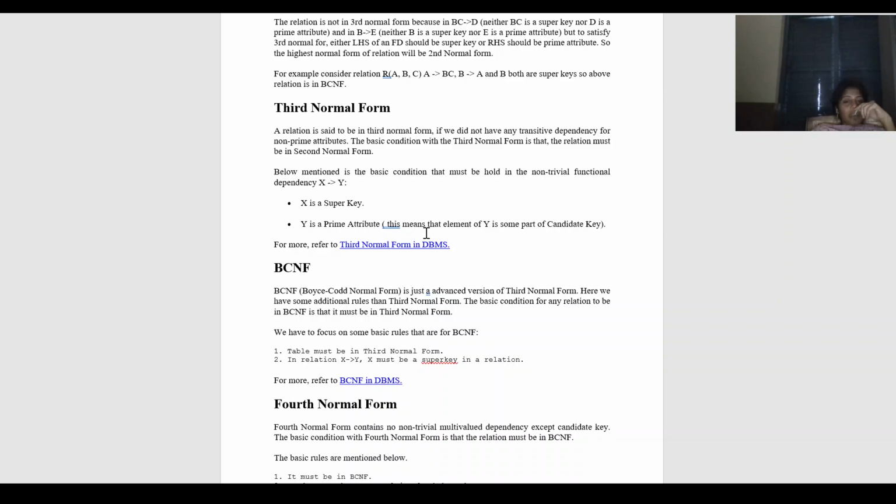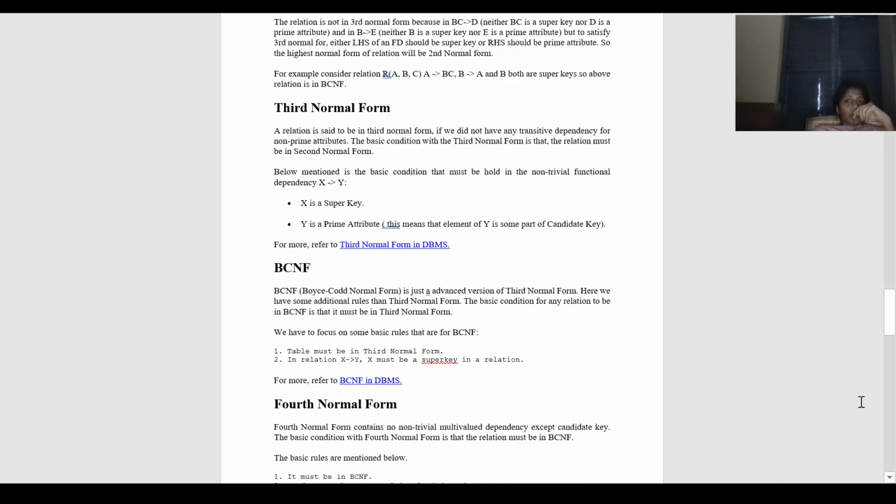Coming to the BCNF, that is Boyce-Codd normal form. This is the advanced version of the third normal form. Before going to BCNF, it should be in the third normal form. We have some additional rules beyond the third normal form. The basic condition for any relation to be in the BCNF is that it must be in the third normal form. We will focus on some rules in the BCNF: the table must be in the third normal form, and for the dependency X to Y, X must be a super key in the relation.